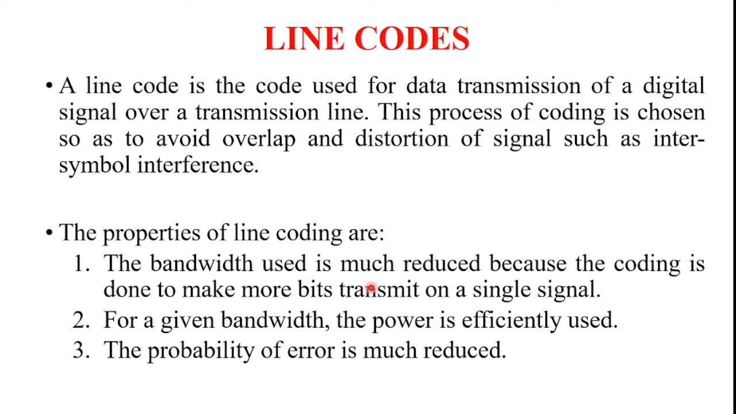The bandwidth used is much reduced because the coding is done to make more bits transmit on a single signal. For a given bandwidth, the power is efficiently used. The probability of error is much reduced. Error detection is done and the bipolar code has a correction capability. The timing content is acceptable, and the power density is much favorable. So these are some important properties of line codes.